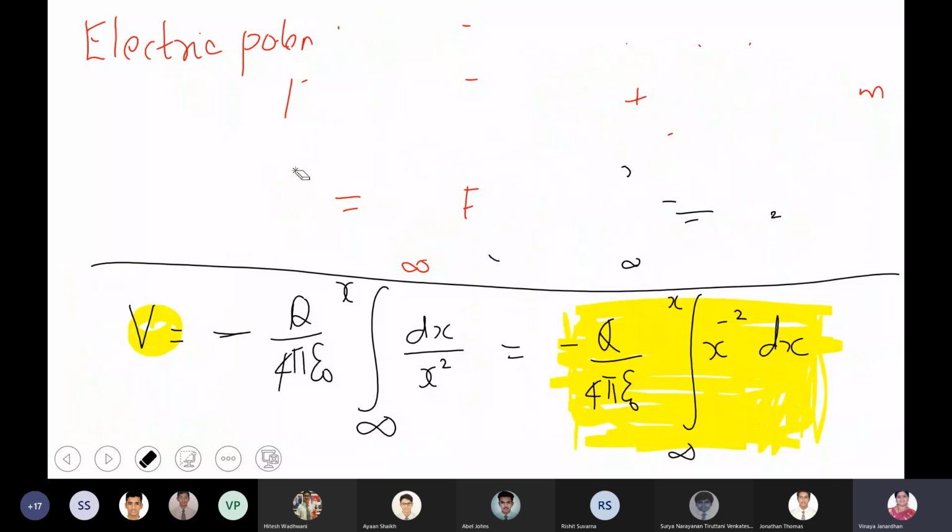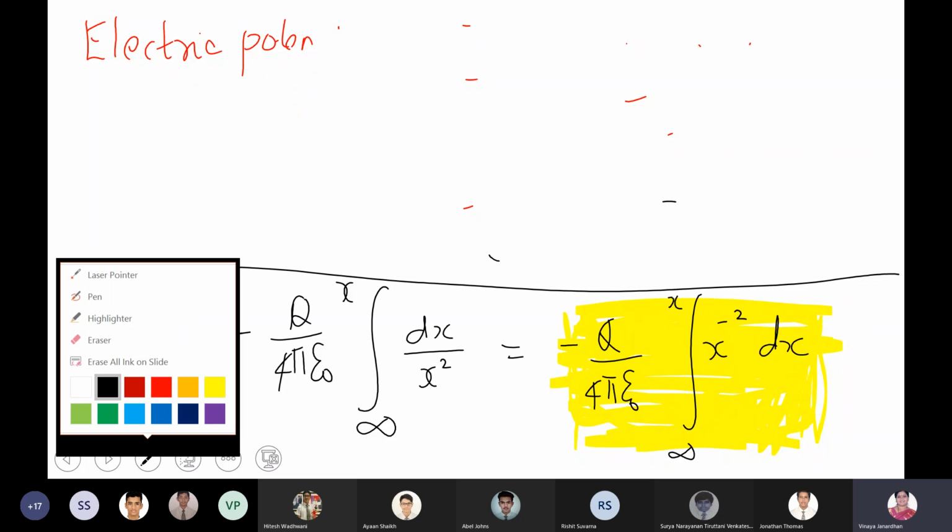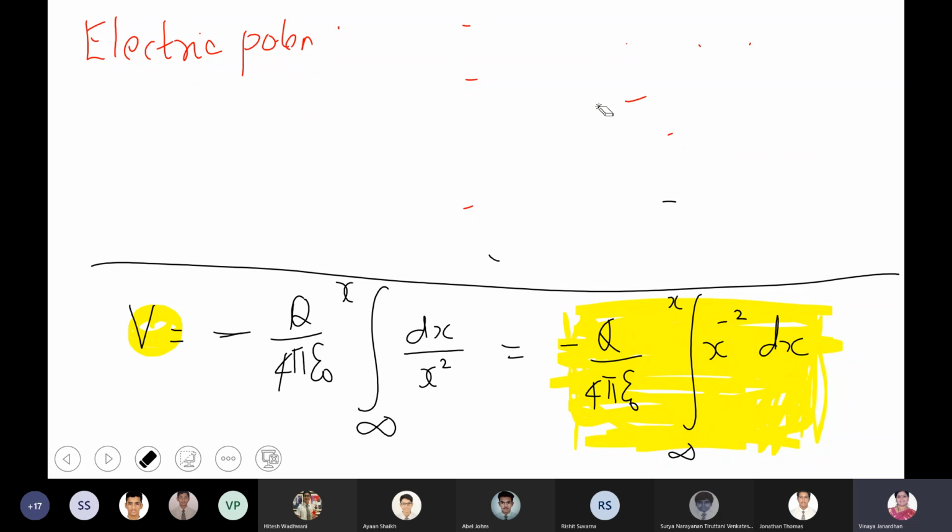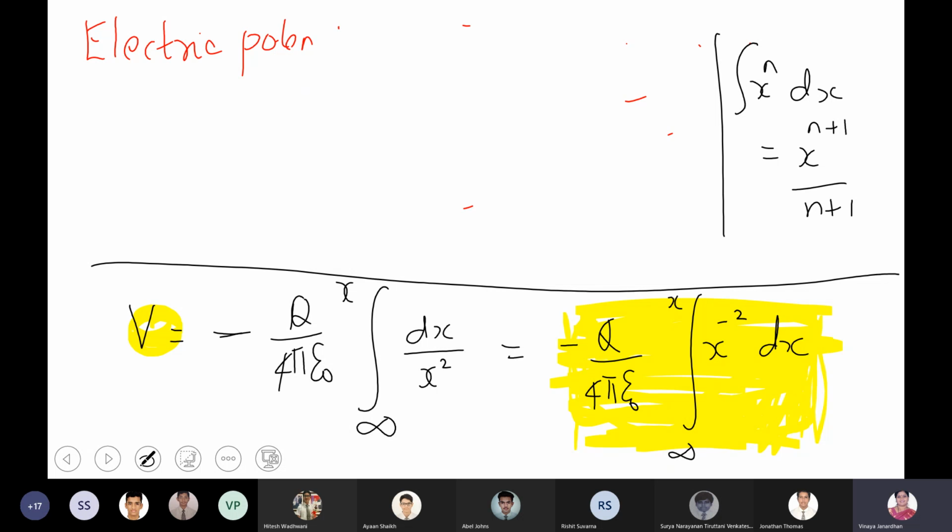Wait. So now we'll apply the limits. Do you know the identity for this? I think you are right now doing this in mathematics. Fine. So I am going for the identity: the integral of x to the power of n dx is equal to x to the power of n plus 1 by n plus 1.